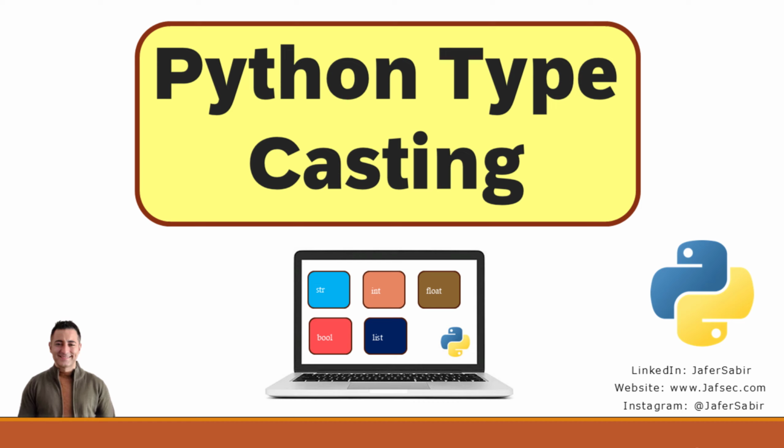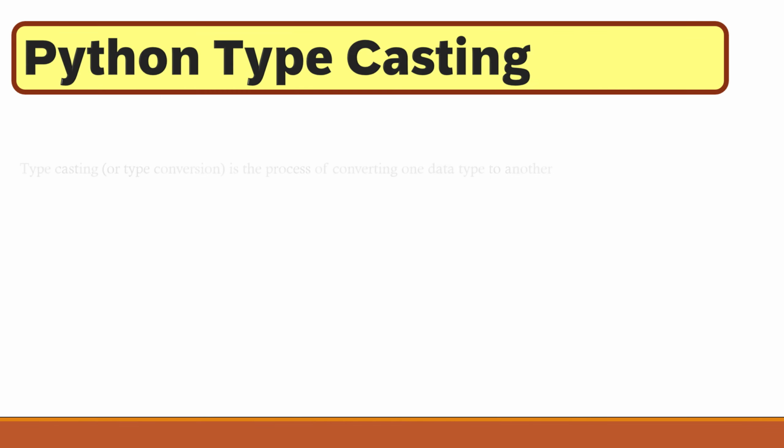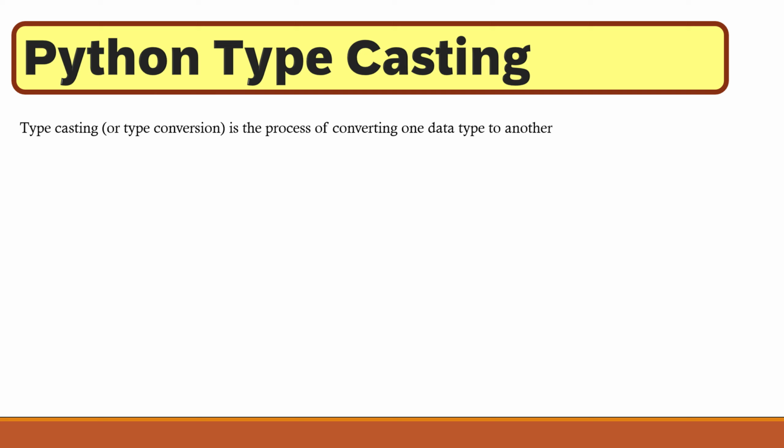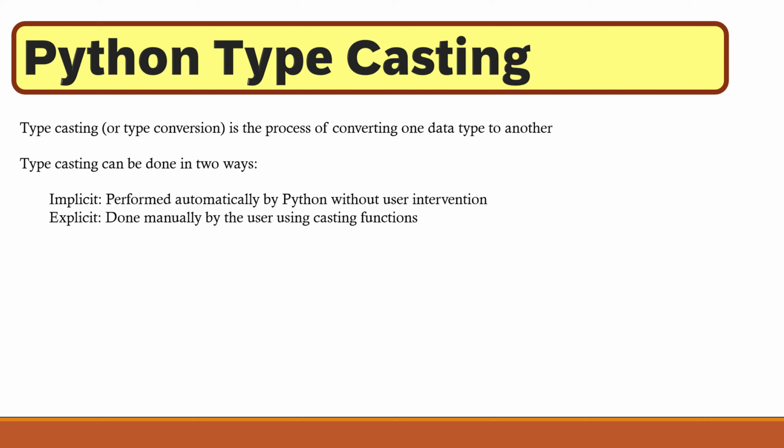In this video we are going to have a look at data type casting. Type casting, or another name for it, is type conversion, which means converting something from one data type to another data type. And type casting can be done in two ways. One is implicit and the other one is explicit. The implicit way is performed automatically by Python without any user intervention, whereas the explicit way can be done manually by the user using casting functions.